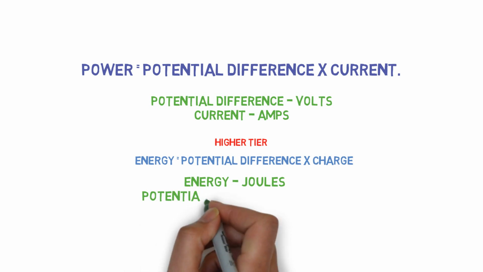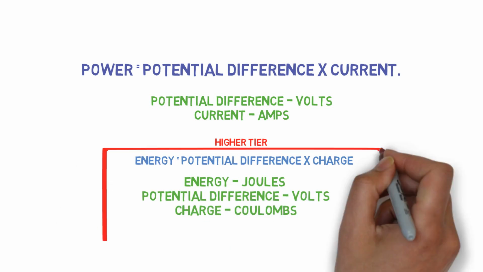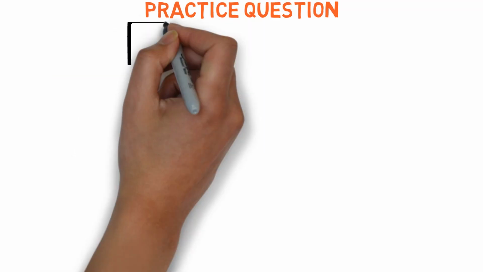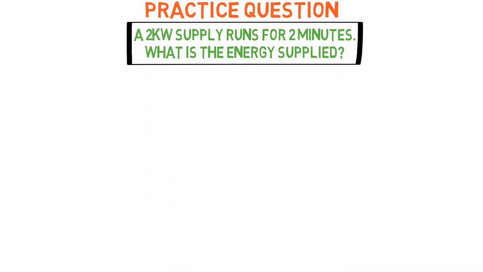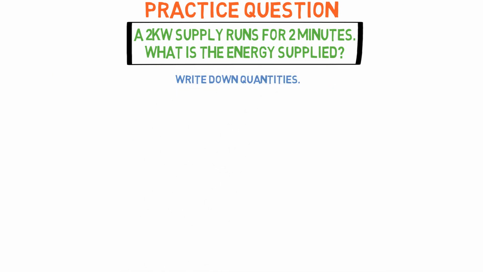Let's have a practice question. A 2 kilowatt supply runs for 2 minutes. What is the energy supplied? First of all, write down the quantities. Kilowatts are the unit of power, and minutes are the units of time.